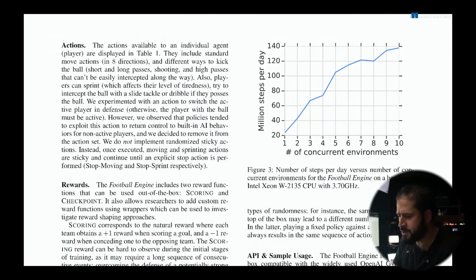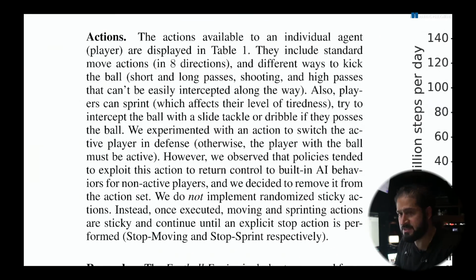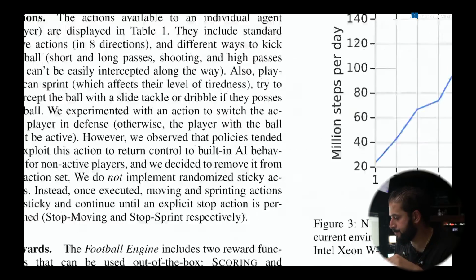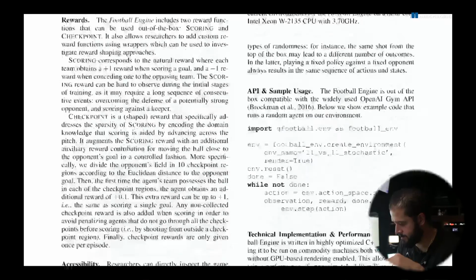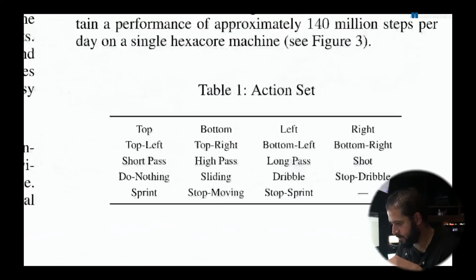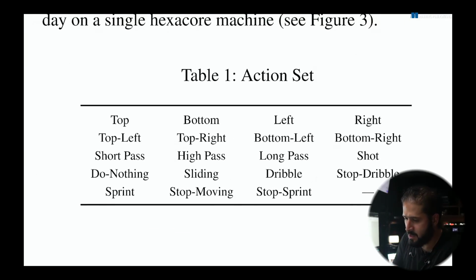If we continue here, we can see that the actions available to an individual agent player are displayed in table 1, which is somewhere in here. Where's the table 1? All right, so those are the actions. So the actions are like when you play the Nintendo, oh, I'm showing my age. Sorry about that. Whatever it is that people use now, PlayStation, or Xbox.